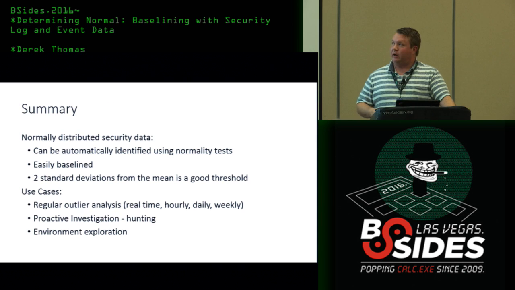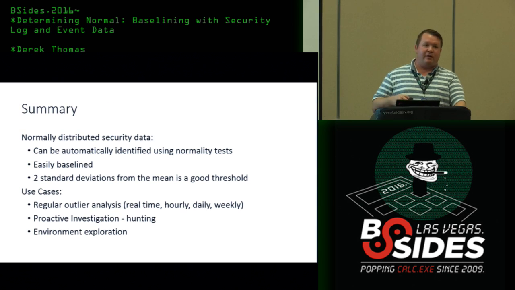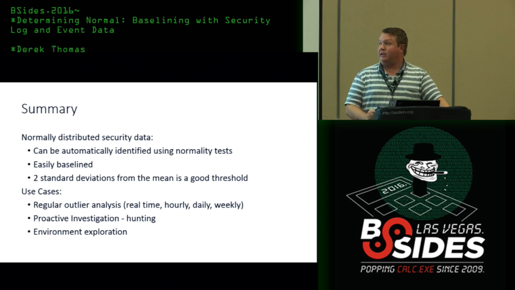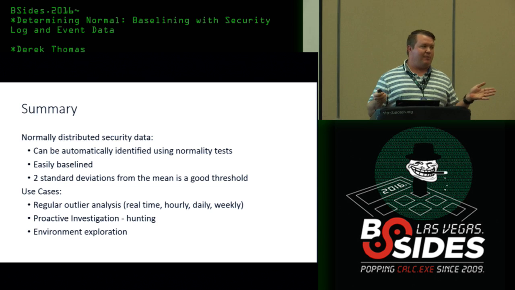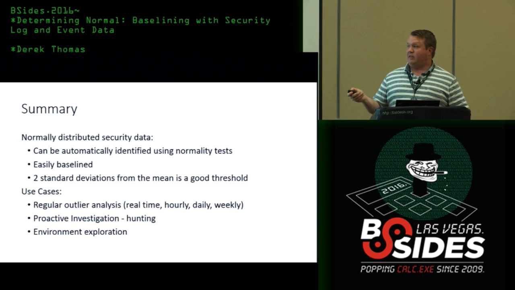So we're kind of wrapping up here, and the summary is pretty straightforward. Identify the data, make sure it's normally distributed, and you can use 2 standard deviations as the baseline. The high-level use case is for this regular outlier detection, which is what we went over. So if you're in a SIEM, you're managing these thresholds. That kind of falls into that category.